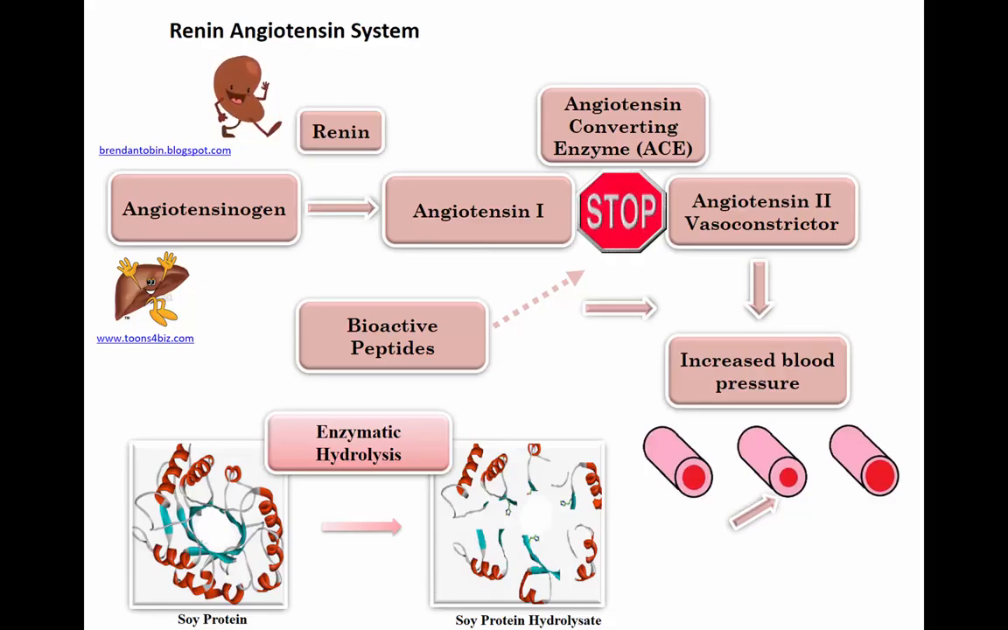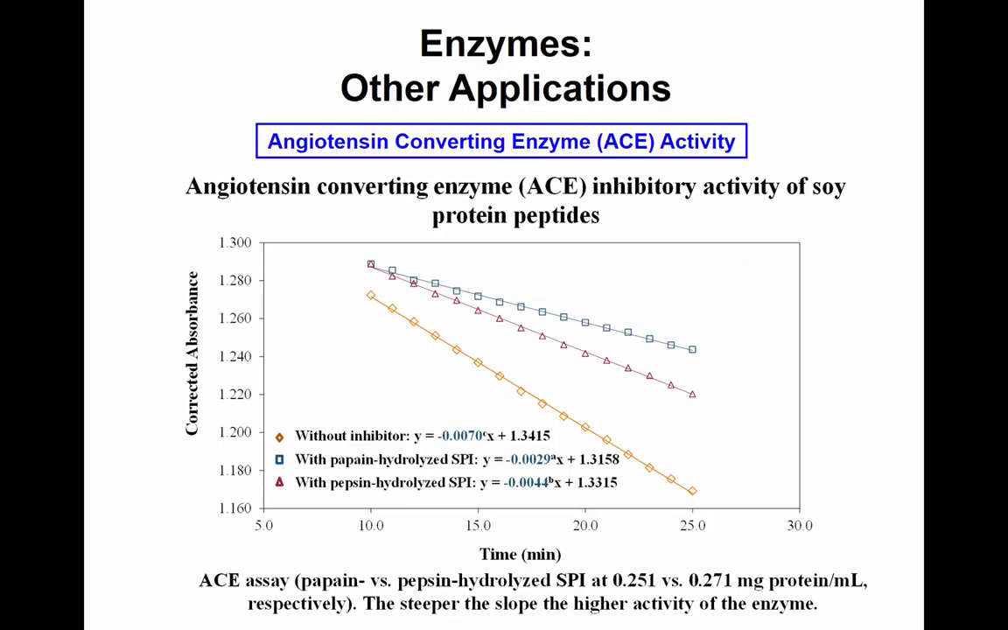The peptides are produced upon enzymatic hydrolysis, so we have soy protein. There's research we've done a few years back. Hydrolyzed soy protein resulted in protein hydrolysate. And we wanted to determine whether or not these hydrolysates are potent or can result in reduction in hypertension or prevention of hypertension.